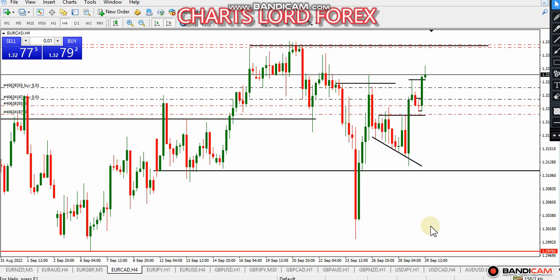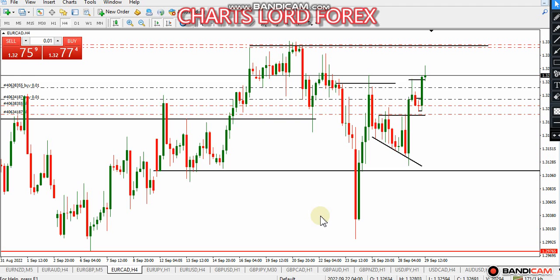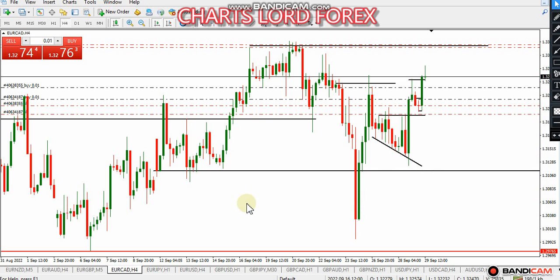This is where we break down the chart into bits and pieces using pure price action without any indicator, just looking at the chart from left to right, putting context to it, trying to understand what it's doing, and then taking the trade accordingly.